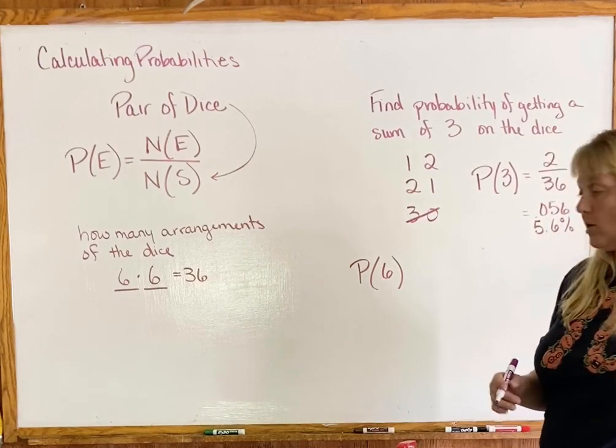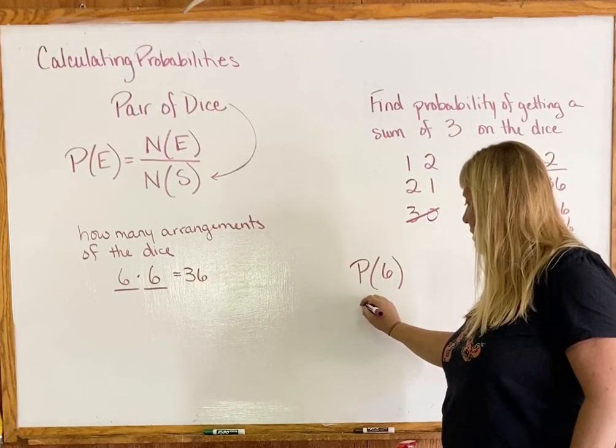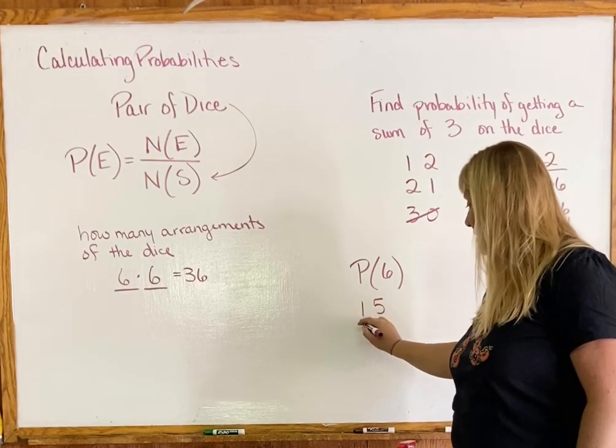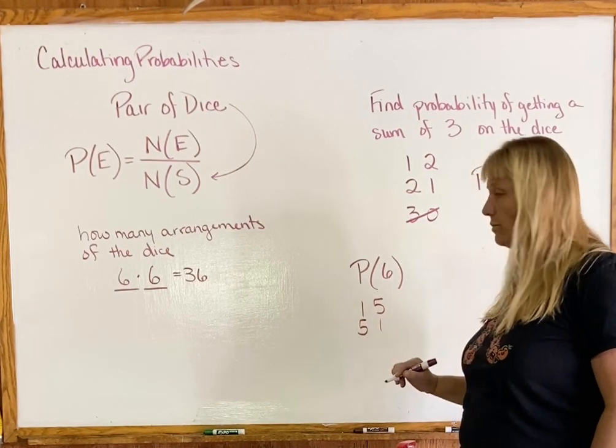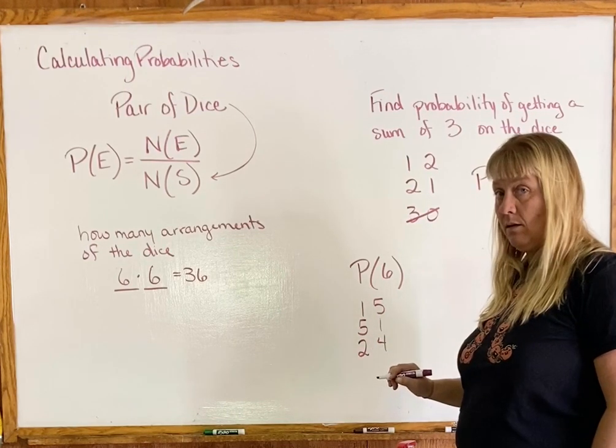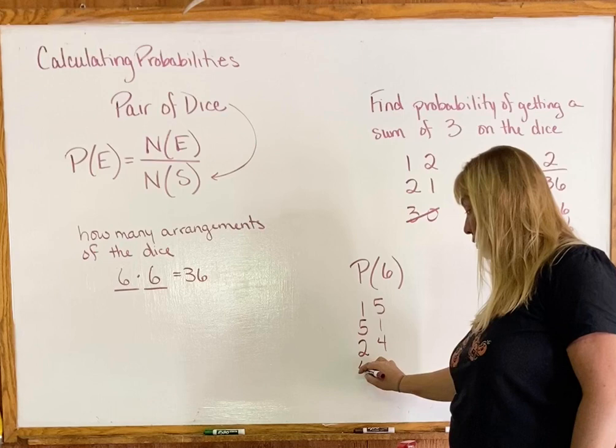All right, now 6 is a little harder. So we've got 1 and 5, right? That would give us 6, which also means 5 and 1. Then we would have 2 and 4, but also 4 and 2.